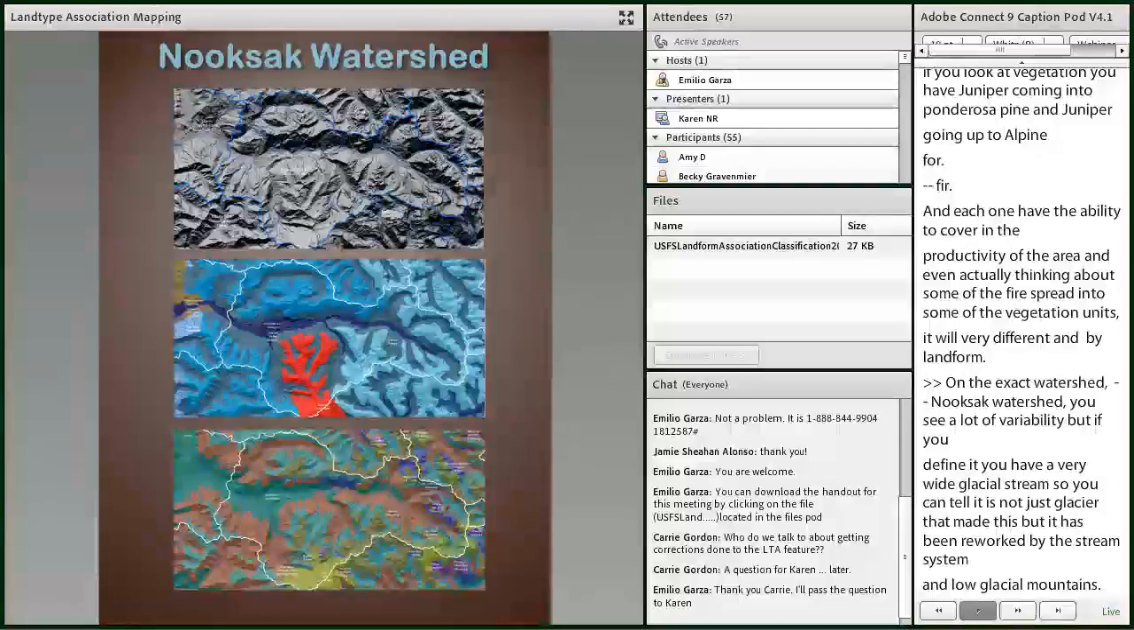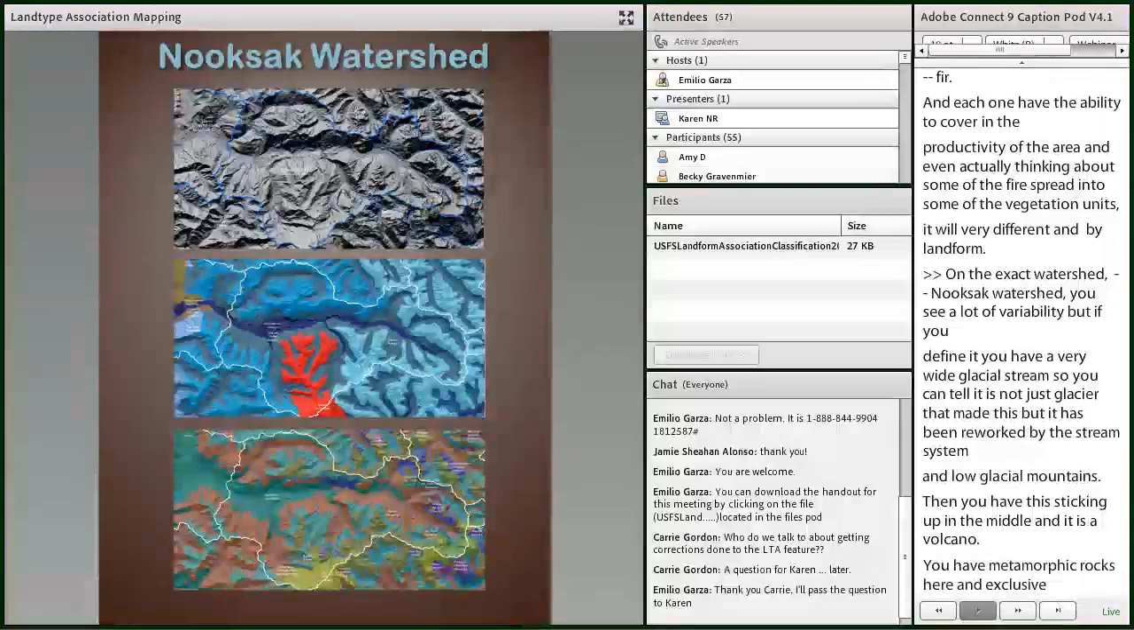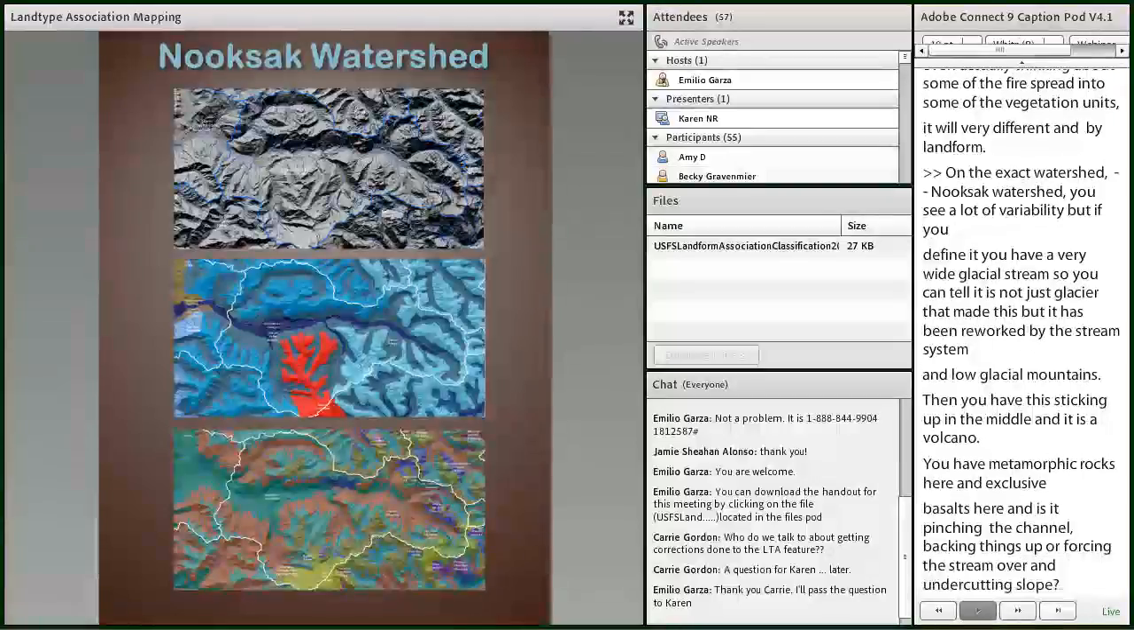So you have metamorphic rocks here. You have extrusive basalts here that have a totally different weathering regime. And so is it pinching the channel here, backing things up? Is it forcing the stream over and undercutting this slope? I think those are some of the things that you can think about. And again, if you look at your vegetation, you're going to have a different productivity potential, much lower on the basalt than on your metamorphic terrain, much higher productivity with those metamorphic rocks.